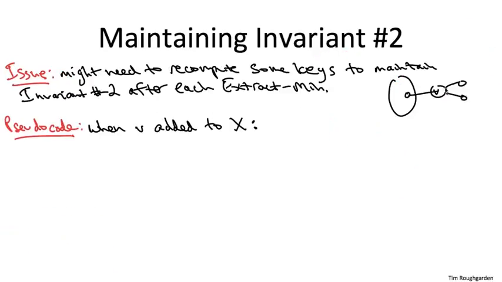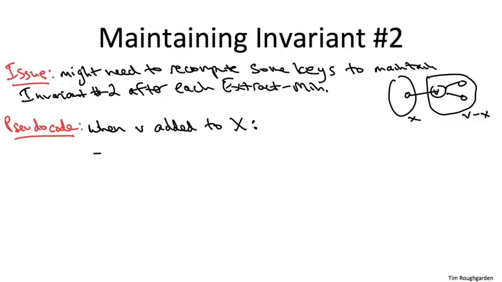Fortunately, restoring invariant number 2 after an extract min is not so painful. The reason is that the damage done by an extract min is local. More specifically, let's think about what edges might be crossing the cut now that were not previously crossing the cut. Well, the only vertex whose membership in these sets has changed is V, so they have to be edges that are incident to V.